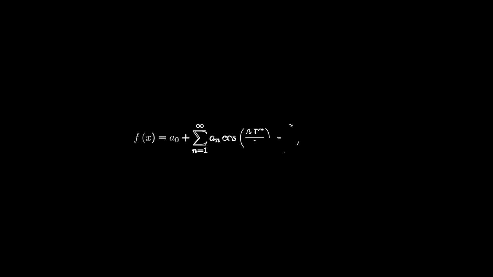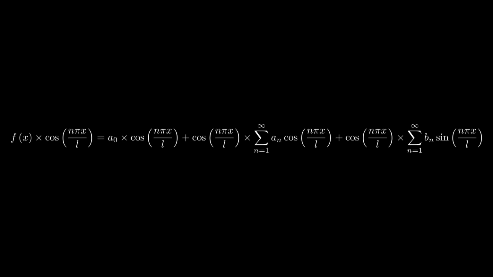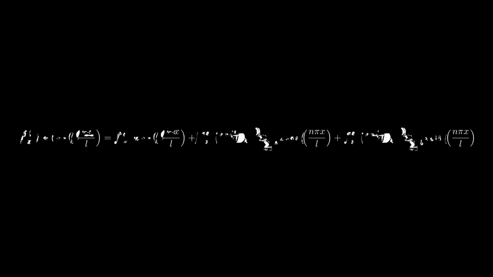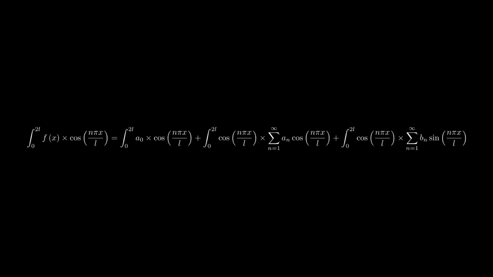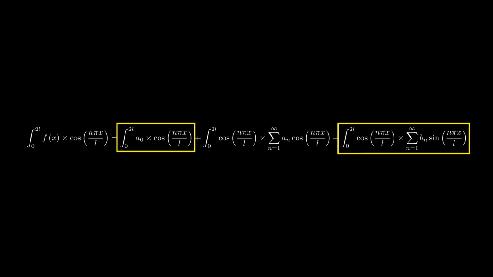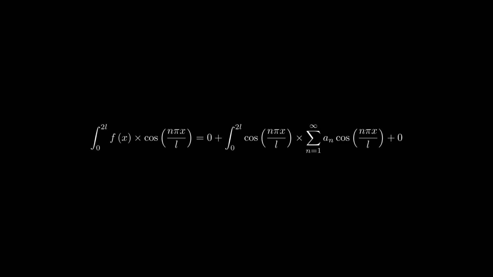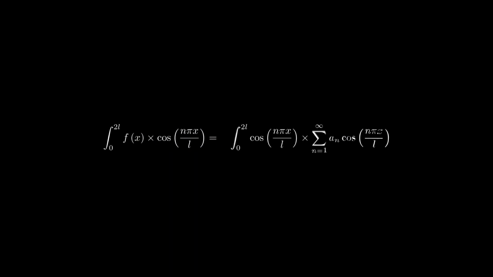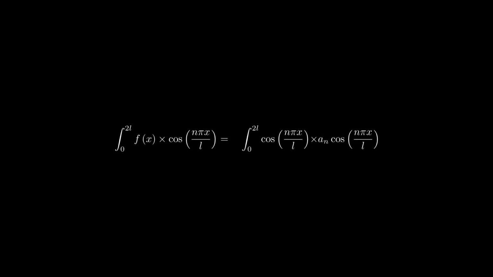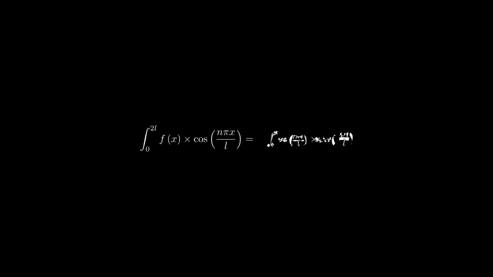Okay, now let's derive the formula for an. This is the equation for the Fourier series. Now multiply both sides with cos n pi x by l. Now integrate both sides from 0 to 2l. Now if you notice, these two terms are similar to the formula that we encountered before, so they are equal to 0. Now in the remaining terms, all but one term is equal to 0. Now solve for an.